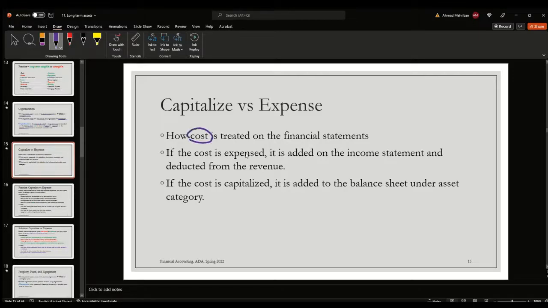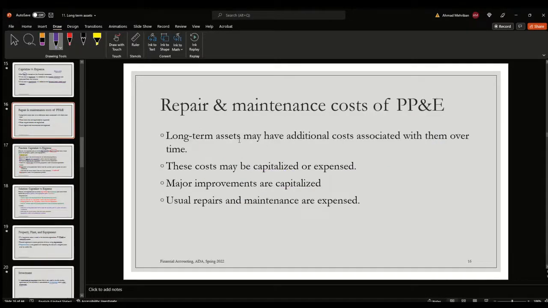Now, how is cost treated on the financial statements? By cost, we mean any cost associated with a specific long-term asset. If the cost is expensed, it is added to the income statement. That's clear because all of the expenses are in the income statement, and therefore if expensed, it's going to be added to the income statement and deducted from the revenue. If the cost, on the other hand, is capitalized, it's added to the balance sheet under the asset category as part of that asset.